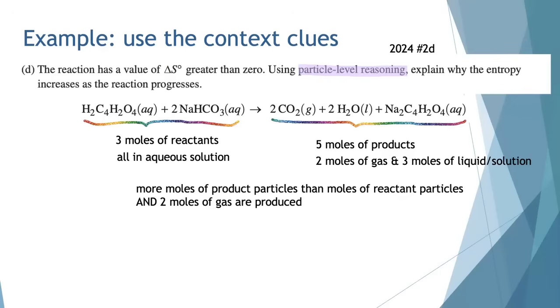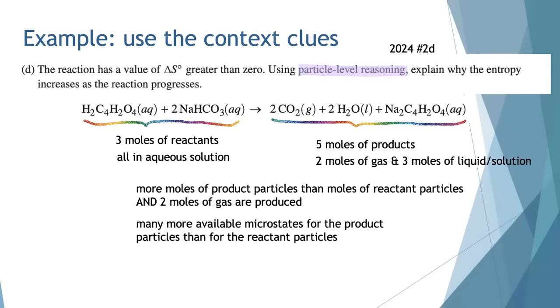I have more moles of product particles than I have moles of reactant particles, and I've got 2 moles of gas being produced. Therefore, there are many more available microstates for the product particles than there are for the reactant particles.